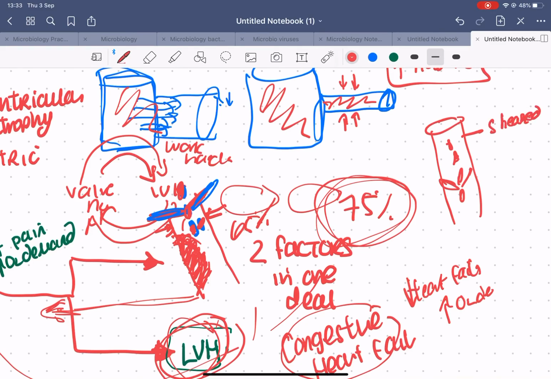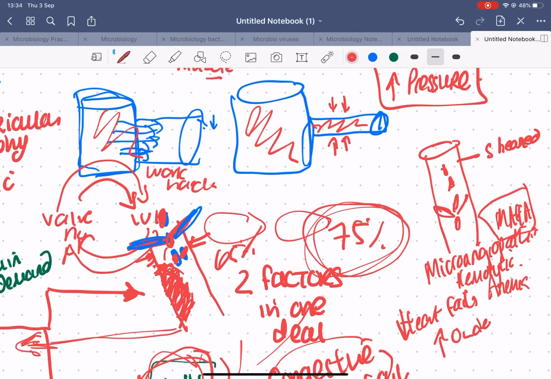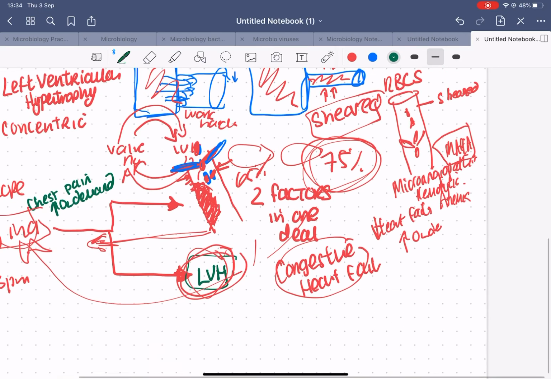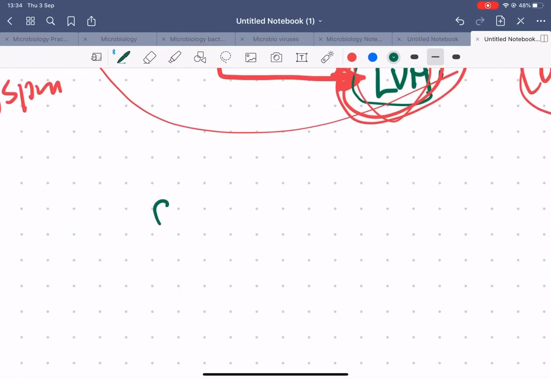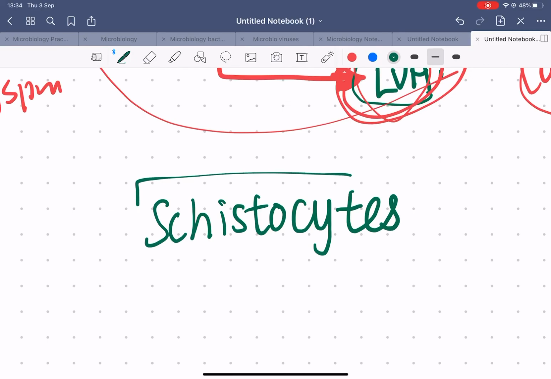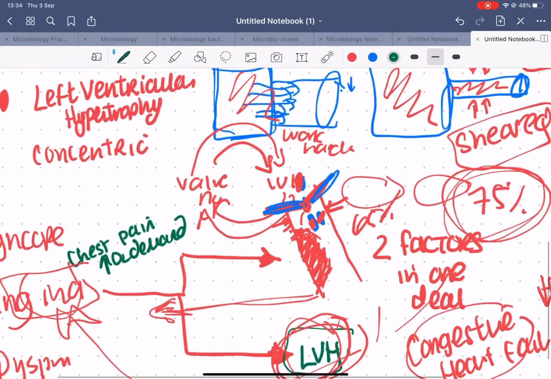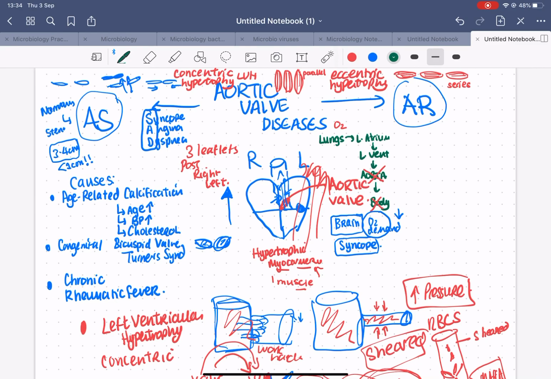And this will lead to something called microangiopathic hemolytic anemia, known as MAHA. It's just a fancy way of saying anemia due to sheared or ripped or broken up RBCs. And what's the clinical name for these sheared RBCs? The clinical name is schistocytes. Okay? Those are the key terms you need to know for aortic stenosis. When it comes to aortic regurgitation, I will come to it in the next one.